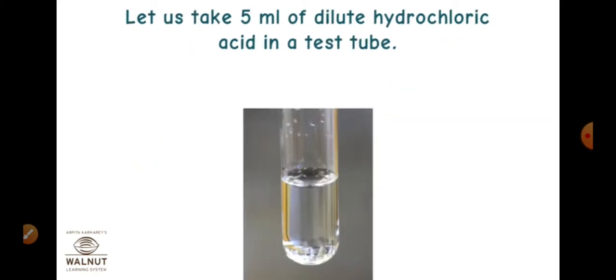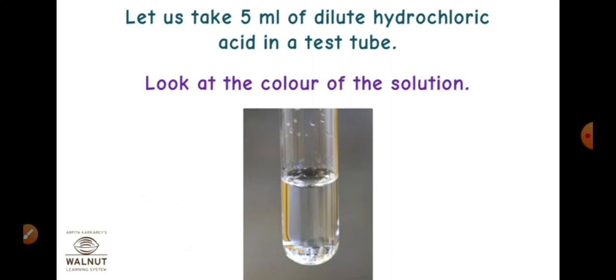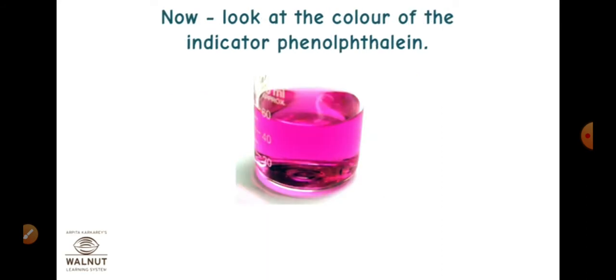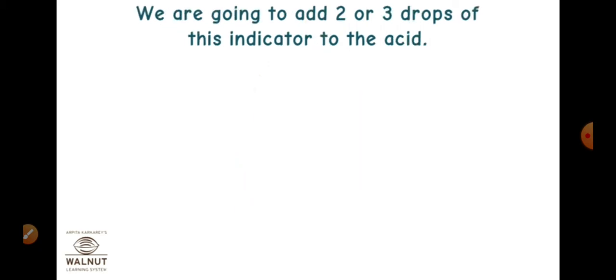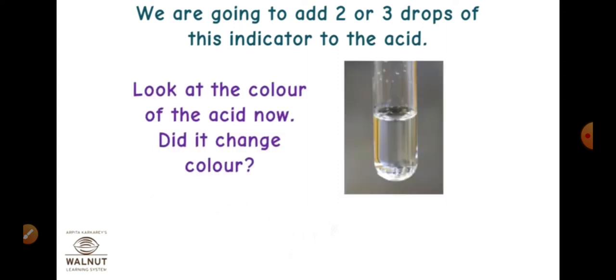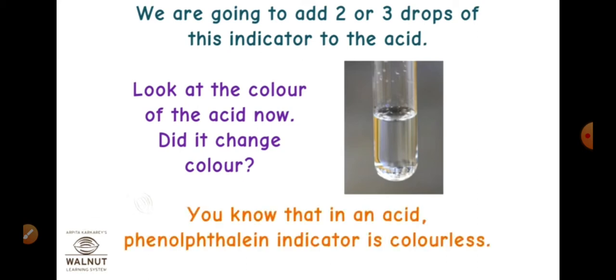Let us take 5 ml of dilute hydrochloric acid in a test tube. Look at the color of the solution. Now look at the color of the indicator phenolphthalein. We are going to add 2-3 drops of this indicator to the acid. Look at the color of the acid now. Did it change color? You know that in an acid, phenolphthalein indicator is colorless.